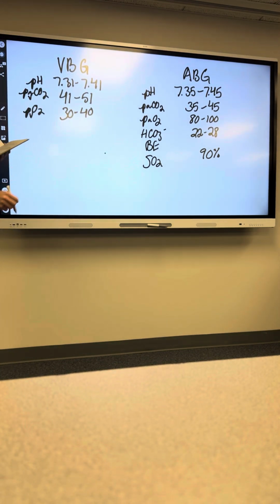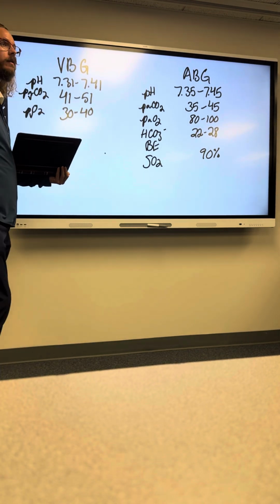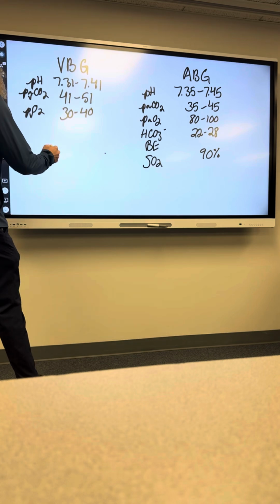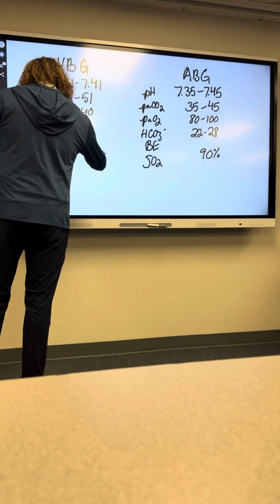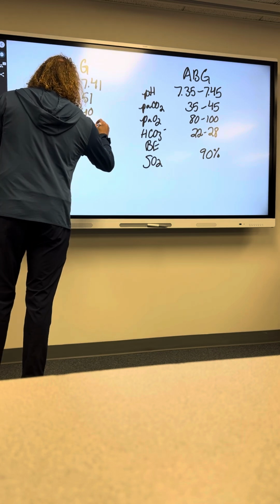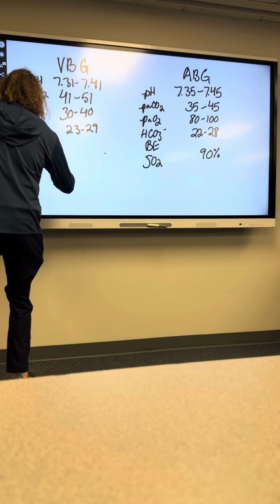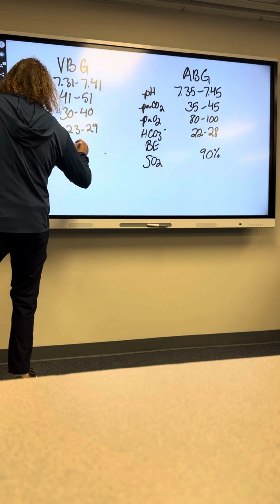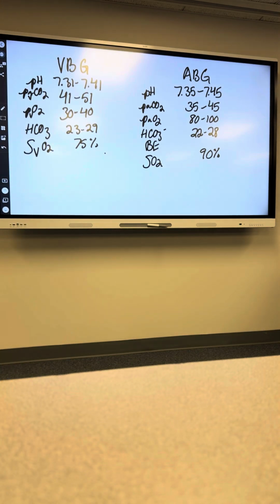What is VBG? It's a venous blood gas instead of an arterial blood gas. Bicarb pretty much stays the same at 23 to 29. And SvO2 can be 75% and still be considered normal. So why would you want one over the other? VBG versus arterial blood gas.